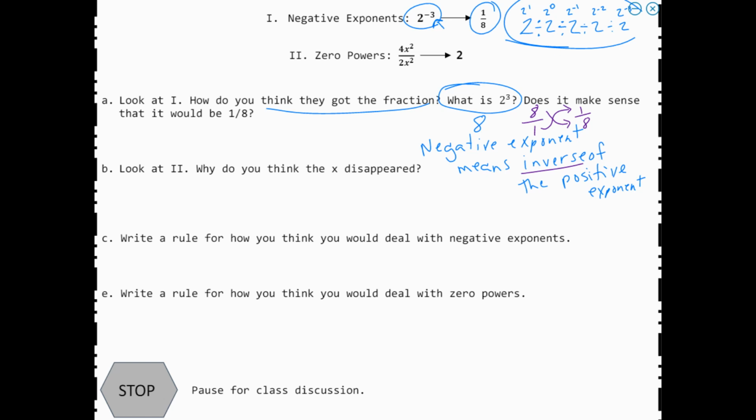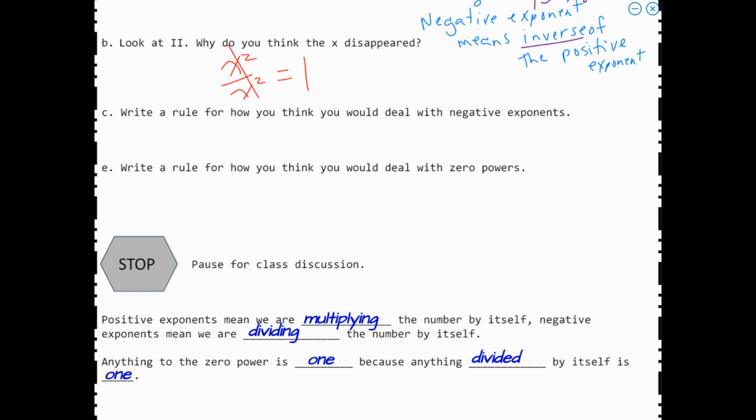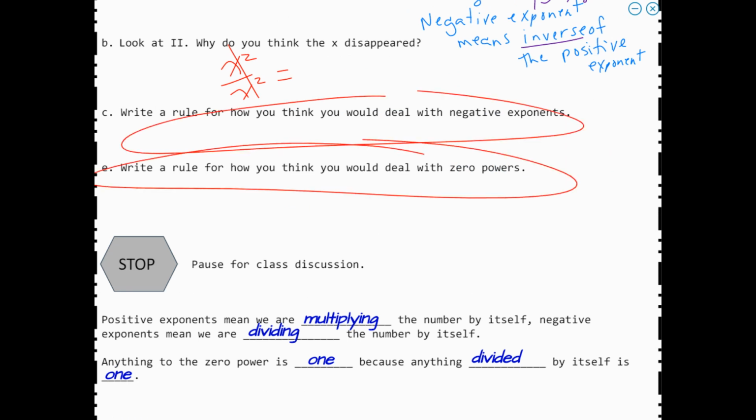So in this next one, why do you think the x disappeared? Because they canceled out, right? X squared divided by x squared cancels. And when something divided by itself cancels, it equals 1. So I do want you to take the time to think about the rules from what we talked about, see if you can come up with one.